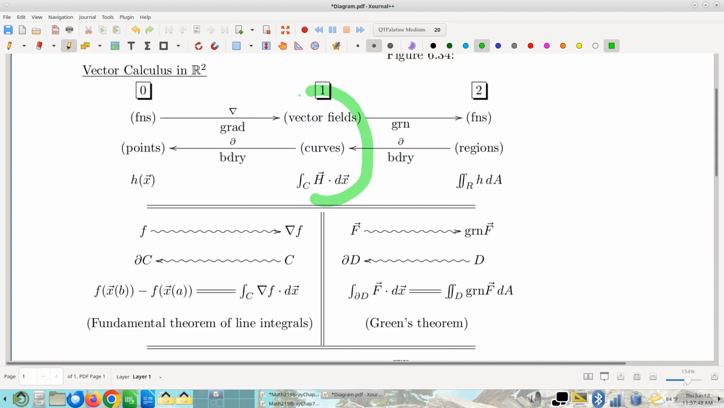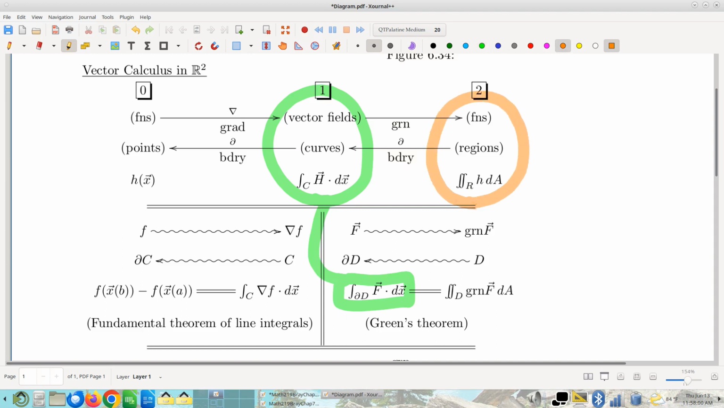The line integral of the original vector field over the boundary curve and the double integral of the curl over the original region, Green's theorem says that these are equal. Excuse me, sorry. The difference is zero. Anyway, these integrals are equal.